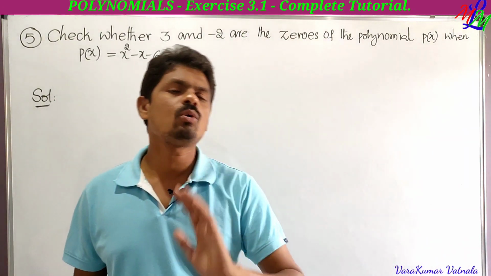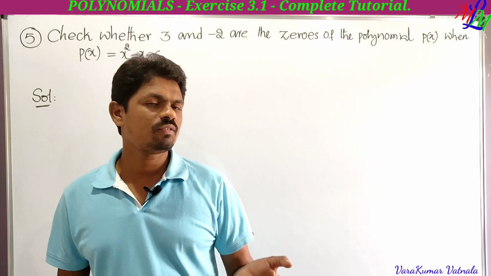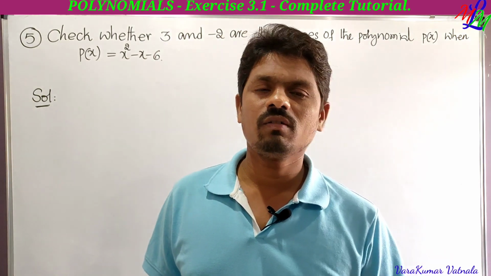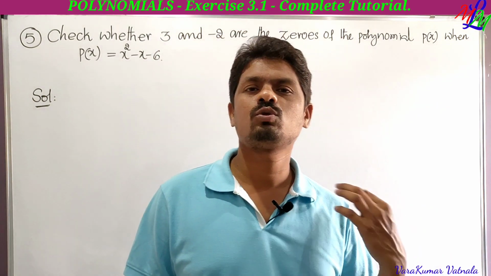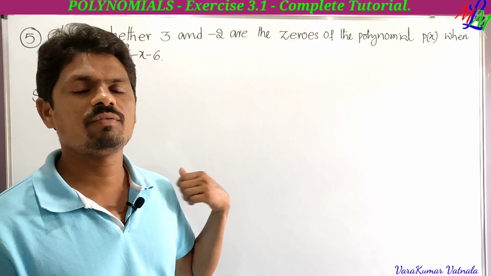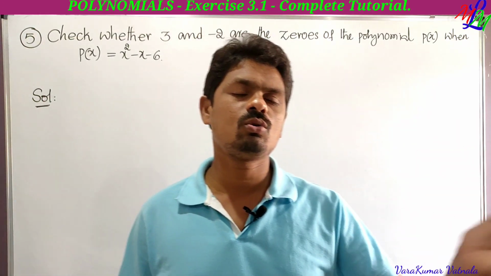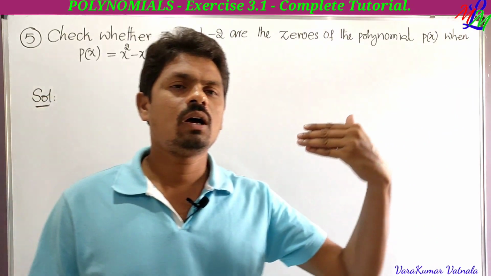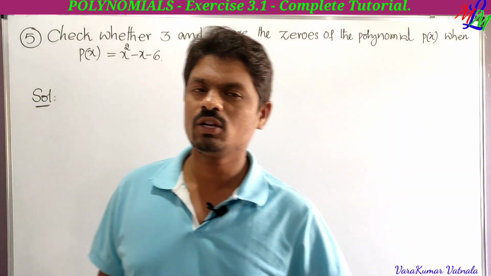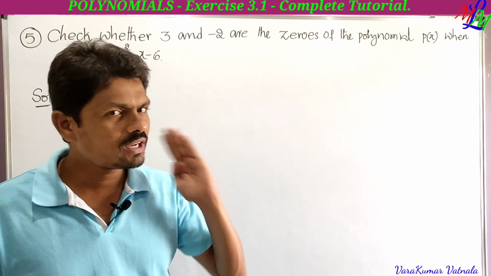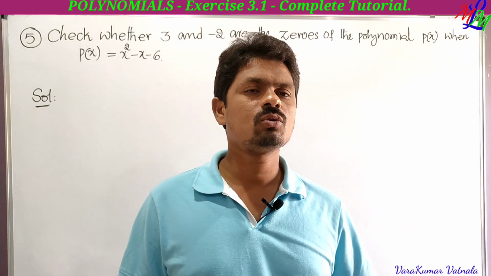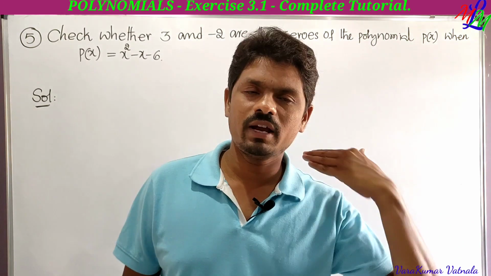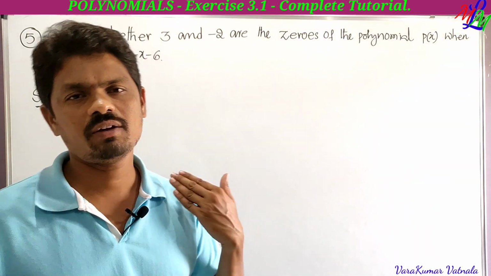Just we have to substitute in the p of x. First, we have to substitute x is equal to 3 in p of x. If we get p of 3 is equal to 0, we can say 3 is a 0. And in the same way, we have to substitute x equal to minus 2 in p of x. If we get p of minus 2 is equal to 0, again we can say minus 2 is also a 0 of p of x.